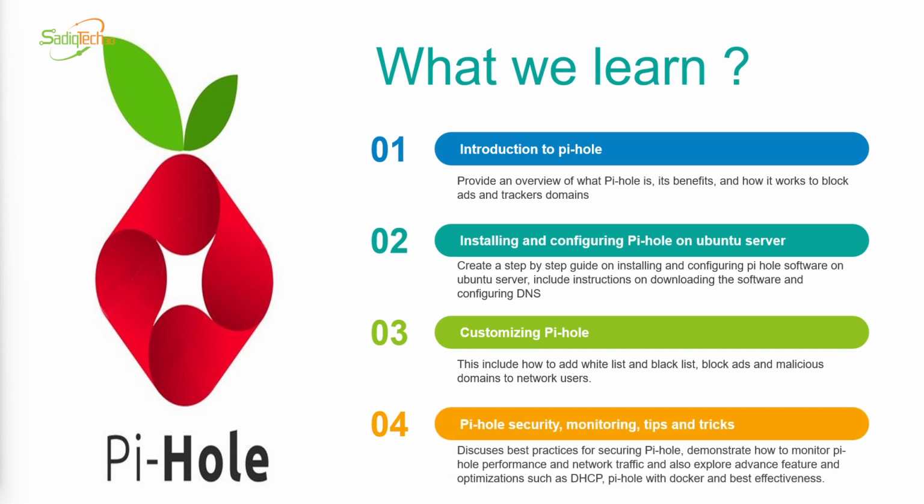In the fourth section, we will go on with Pi-hole security, how to monitor Pi-hole, and tips and tricks on Pi-hole. We will discuss best practices for securing Pi-hole, demonstrate how to monitor Pi-hole performance and network traffic, and also explore advanced features and optimization such as DHCP, DNS, ad lists, and block list domains on Pi-hole. At the end, we will install Pi-hole on Docker.